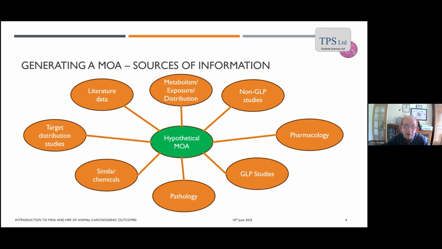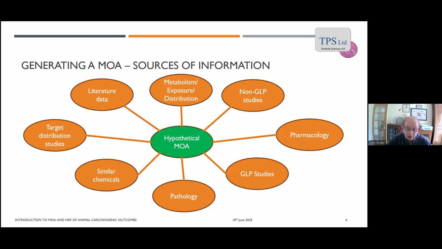Okay, how do you generate your mode of action? Well, the most obvious one is through a GLP study. And when we're talking about carcinogenesis, it will generally be a two-year study. So the GLP two-year study will be there. Pathology will be important, but as you will see, it's not going to be sufficient on its own. Pharmacology and knowledge of the pharmacology of your compound, not always there for agrochemicals, of course.